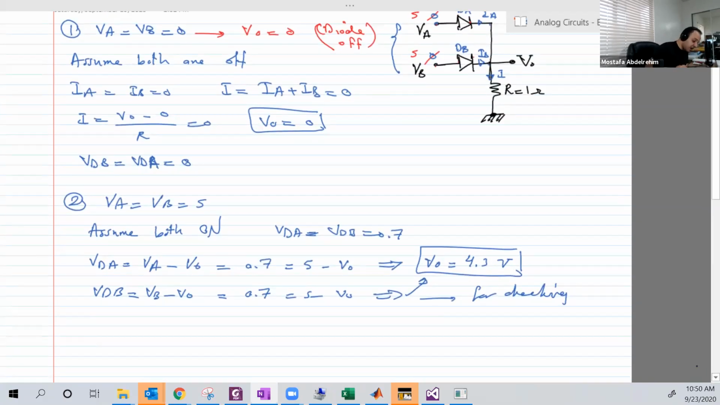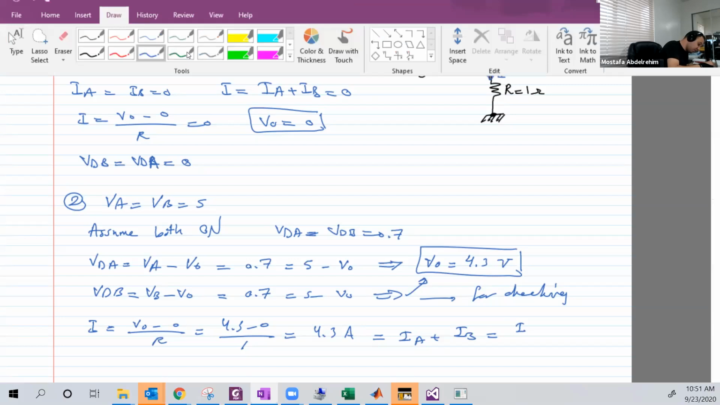Now the current I is equal to VO minus 0 over R, equal to 4.3 minus 0 over 1, which is 4.3 amps. And this is equal to IA plus IB. Since they are identical and have the same inputs, they are both equal. So this is equal to 2 IA.